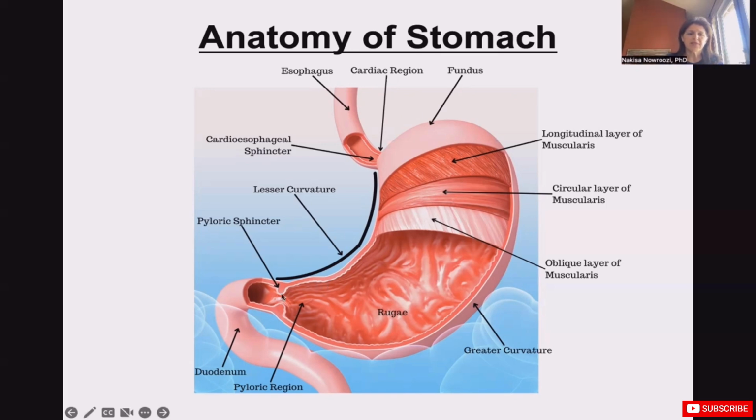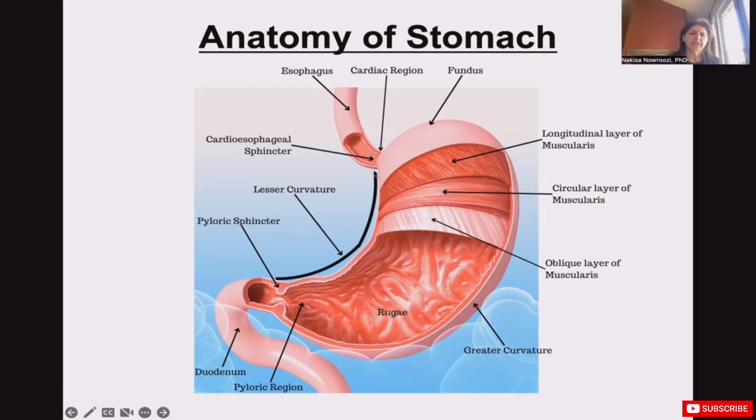There is a sphincter here between the stomach and the duodenum. It's called the pyloric sphincter. The region by its side is called the pyloric region. You have two bends or two curvatures, the lesser curvature and the greater curvature. You have these muscularis layers that are on top of each other. The outermost is called longitudinal, circular, and oblique. These are layers of muscles on the stomach.